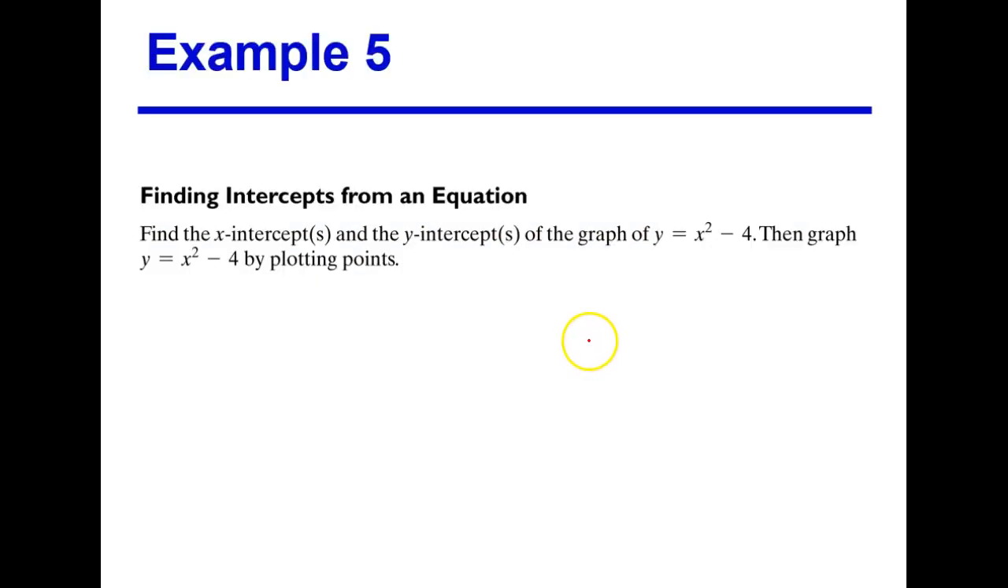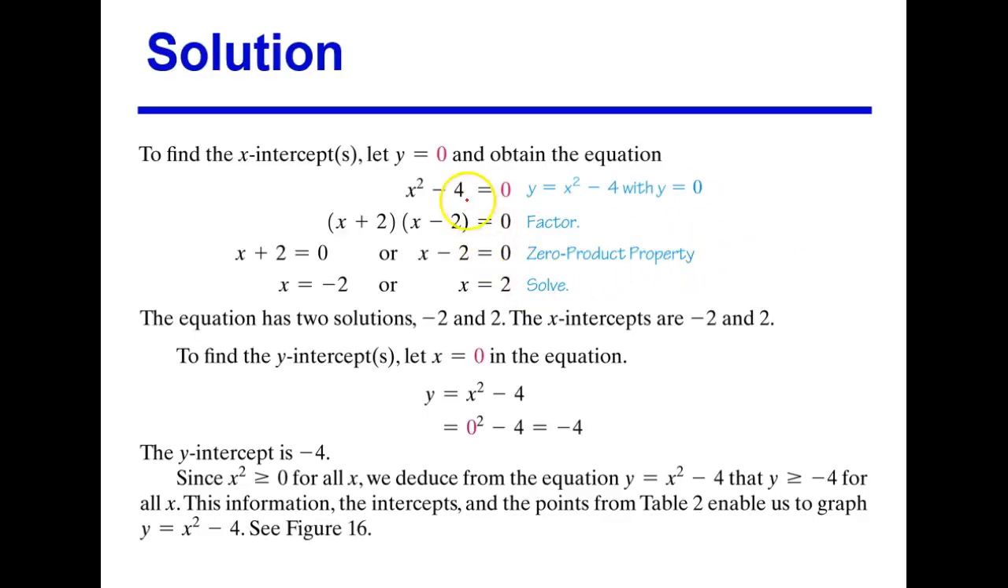So here's my example number 5. Find the x-intercepts and the y-intercepts of this graph, y equals x squared minus 4. Then graph it by plotting points. First, you need to notice that this is, again, a quadratic because I have that x squared term. So to find my x-intercepts, I set y equal to 0. Then I can simplify and solve.